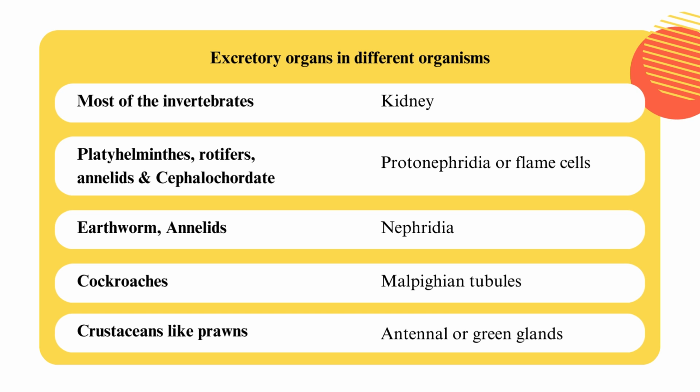Excretory organs in different organisms. In most of the invertebrates, the excretory organ is the kidney. In Platyhelminthes, rotifers, annelids and cephalochordates, it is protonephridia or flame cells. In earthworms, annelids, it is nephridia. In cockroaches, it is Malpighian tubules, and crustaceans like prawns have antennal or green glands.